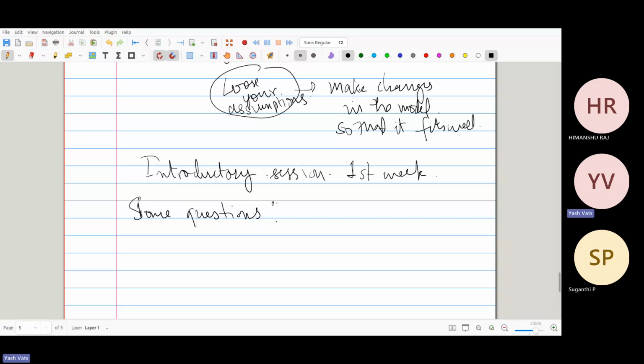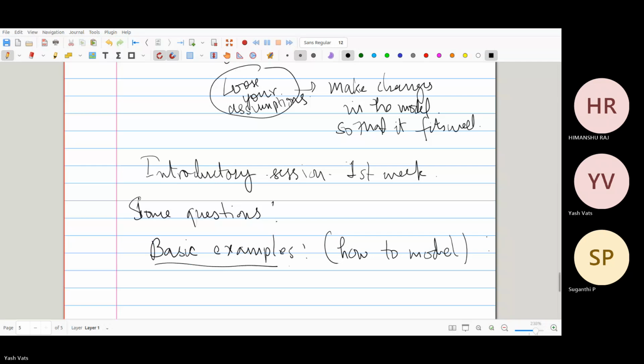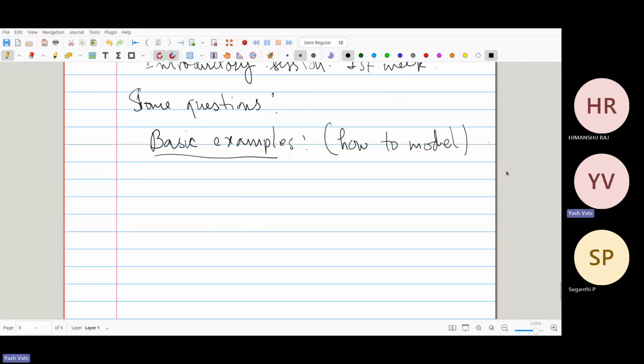You need to understand the process very well. You need to understand what's going on. And to capture that, we will just start. I will present some basic examples first, basic examples of how to model. Okay, let's start with that.